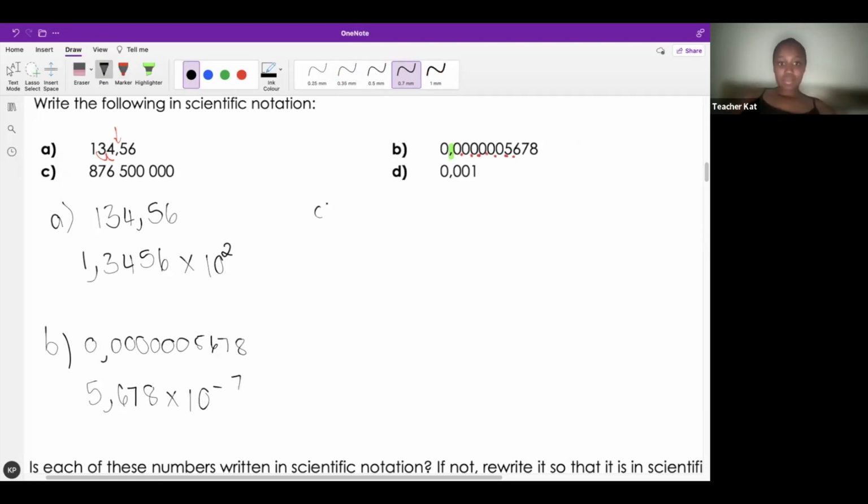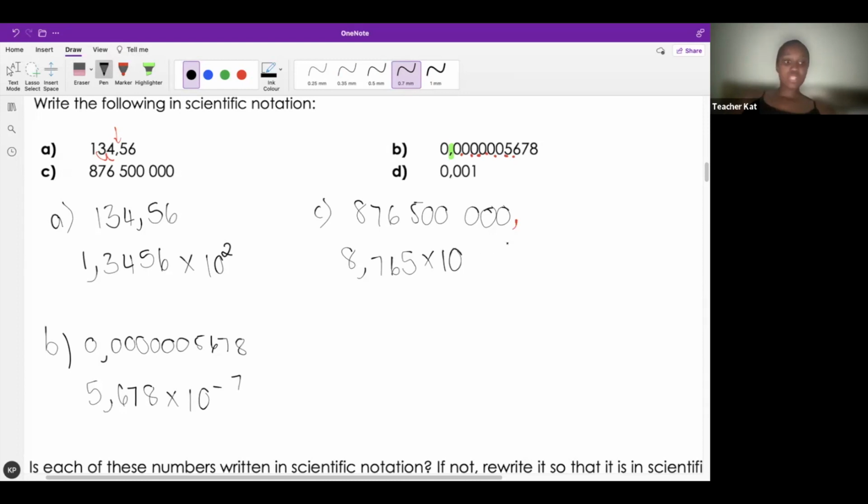Nice. C, number C. 8, 7, 6, 5. While I write this, tell me in the chat: if we don't see the comma, where is it? At the end, right? So currently it is over there. Where do we want the comma? After the 8. So it's 8, comma, 7, 6, 5 times 10.